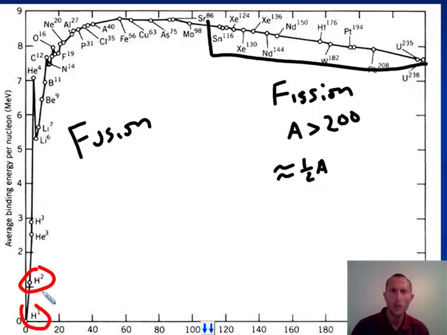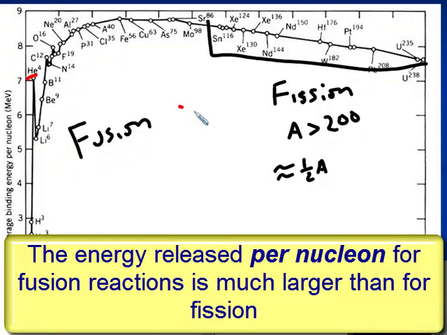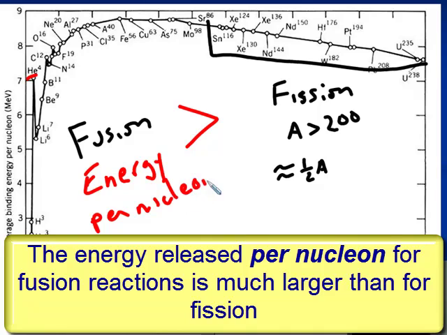And so when we go from smaller nuclei with very low binding energies per nucleon up to even just a couple more, up to the helium and the lithiums, the binding energy per nucleon is much, much greater. It changes much, much more quickly. And so again, they're much more stable. And so the energy released per nucleon for fusion reactions is much larger than for fission. Energy per nucleon released is much greater for fusion than for fission.